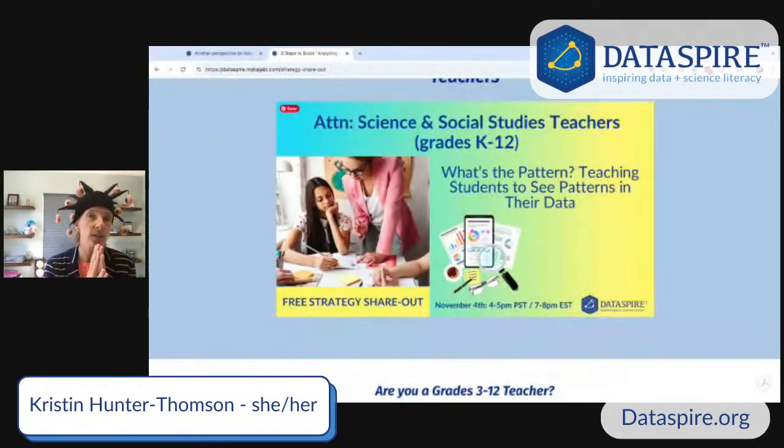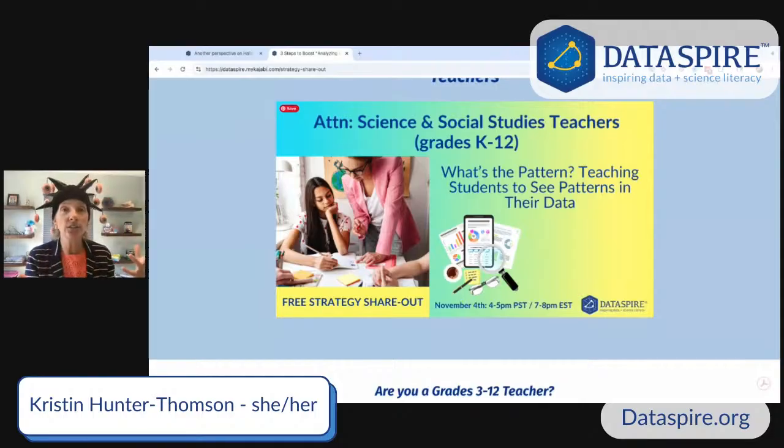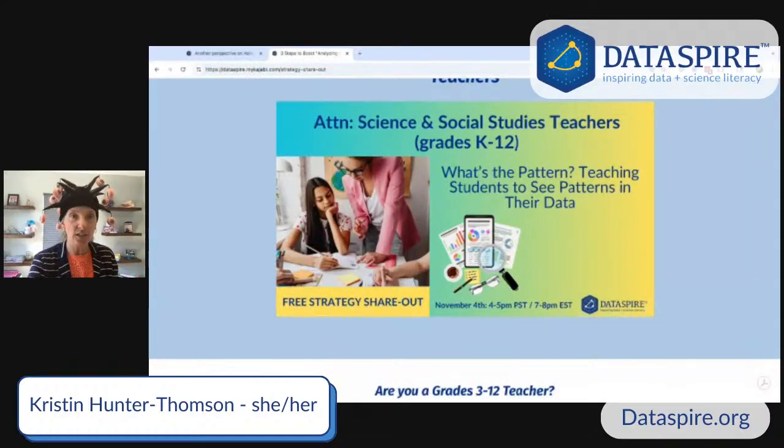We're going to be talking about what the pattern is, teaching students to see patterns in their data. Just like we were talking about with the Halloween candy, we can see different patterns based on which way we're visualizing the data. And also, how do we, at the fundamental level, help our students build out their pattern recognition better?